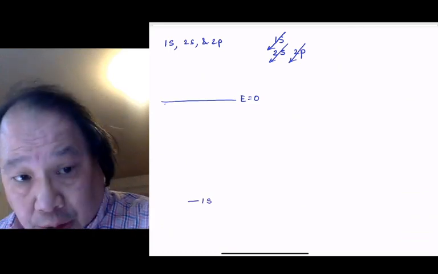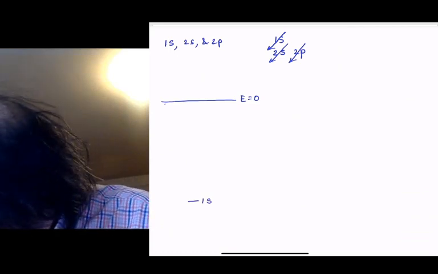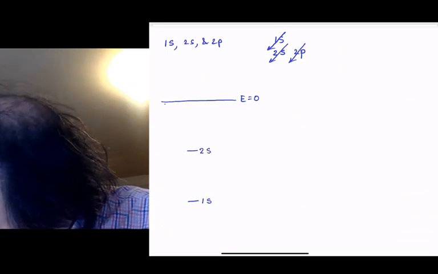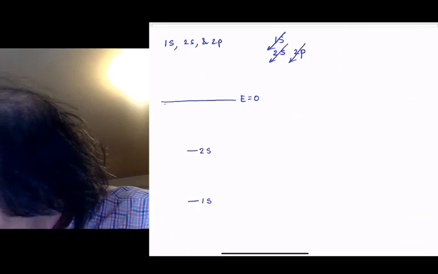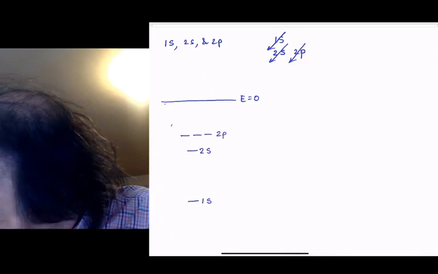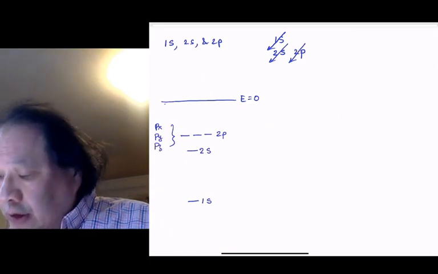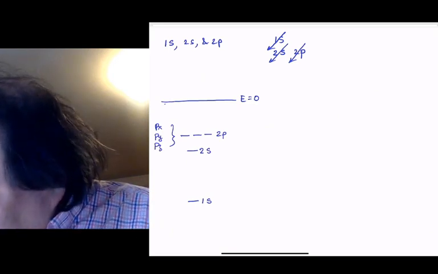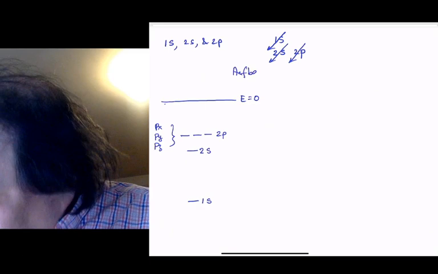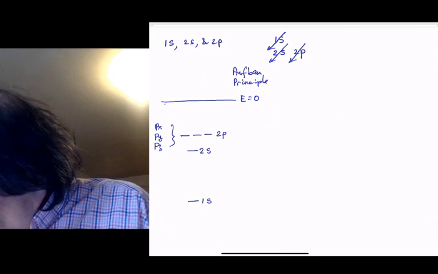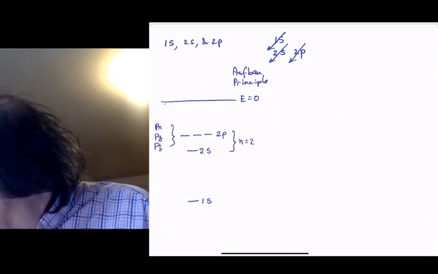Put in chat what's next lowest in energy. 2s. And then 2p must be at higher energy. And 2p is 3 lines because we have px, py, and pz, and it is at higher energy. And this is not the model that we taught before, this is the Aufbau principle. Here n equals 2, here n equals 1.